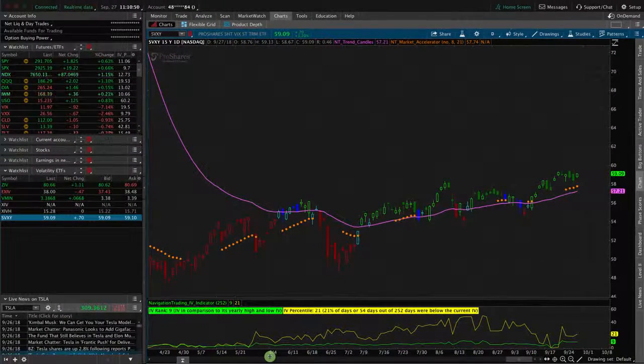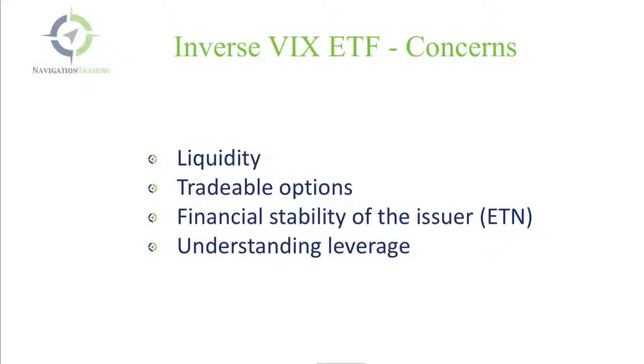So as you can see, these are extremely dangerous products to be trading. And if for some reason you still want to dabble in these and you still want to trade them, here are the main concerns that you want to be aware of going in. One, liquidity. You've got to see what kind of volume and open interest they are trading at, whether you're buying and selling the actual shares, or if there are tradable options on those symbols that you're trading.